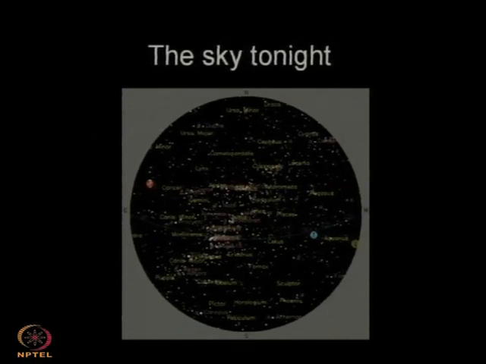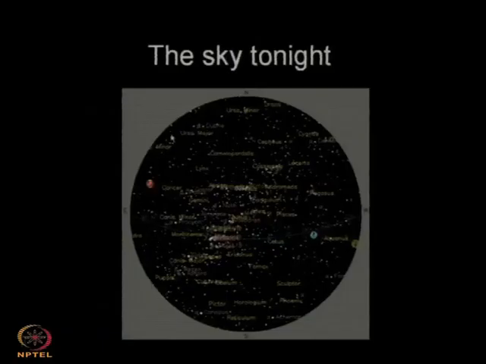Okay, so this picture is a sky chart. It shows you the sky as you expect it. If it is clear tonight and you go out at around 8:30 or 9, this picture shows you the position of all the bright stars that you expect to see. The upward direction is north, east is to the left, and west is to the right. If you go out around 8:30 or 9, you expect to see something that looks like this.